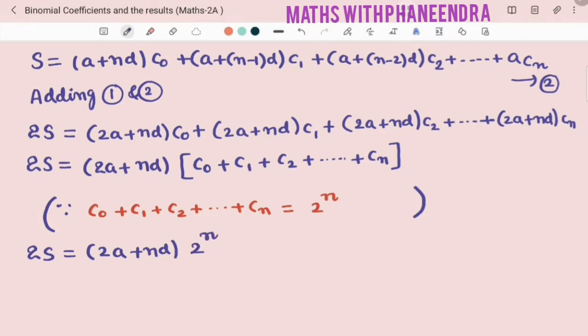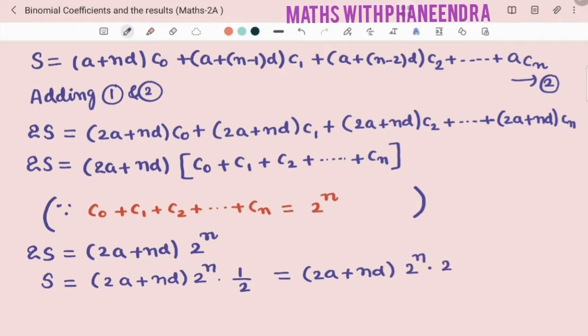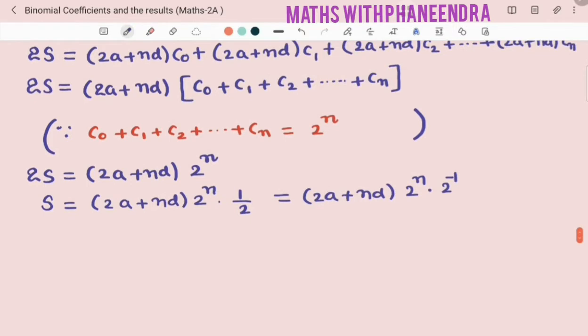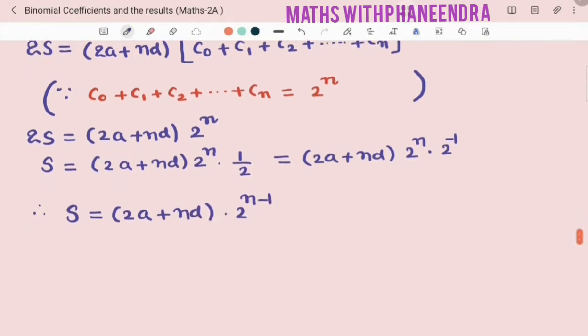But I want only S value. So S is equal to, we can take the 2 to this side, (2a plus nd) into 2 power n by 2. In the next step, 1 by 2 means 2 power minus 1, we can write it. (2a plus nd) into 2 power n, 1 by 2 means 2 power minus 1. Bases are equal, powers should be added. So S is equal to (2a plus nd) into 2 power n minus 1. That is the conclusion step.